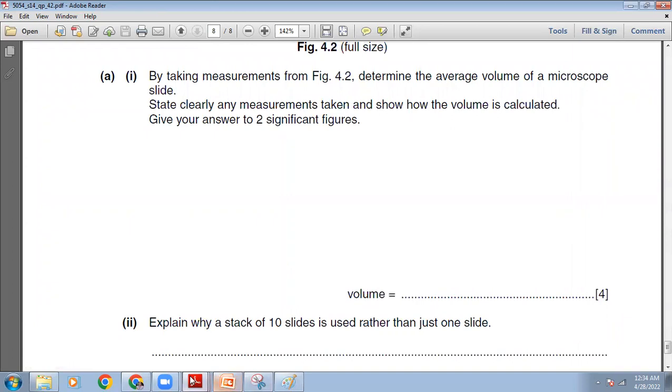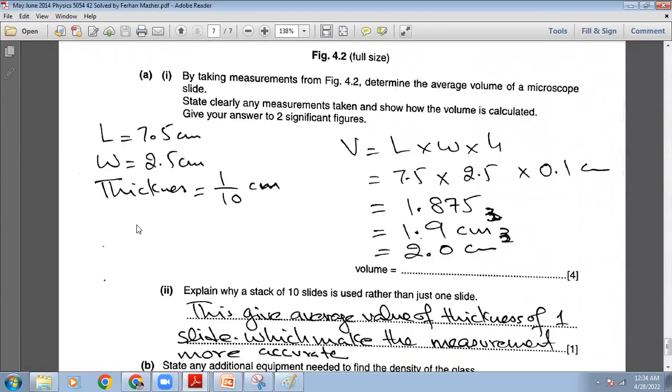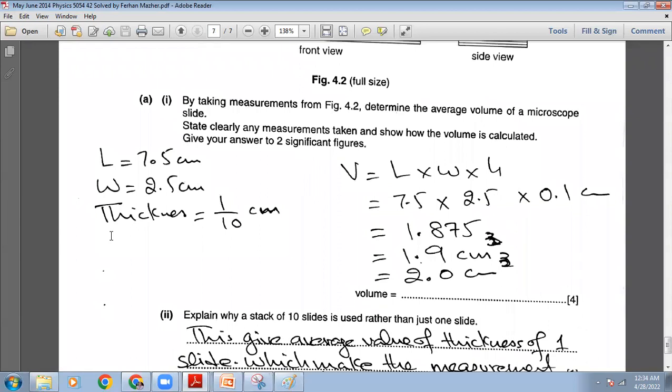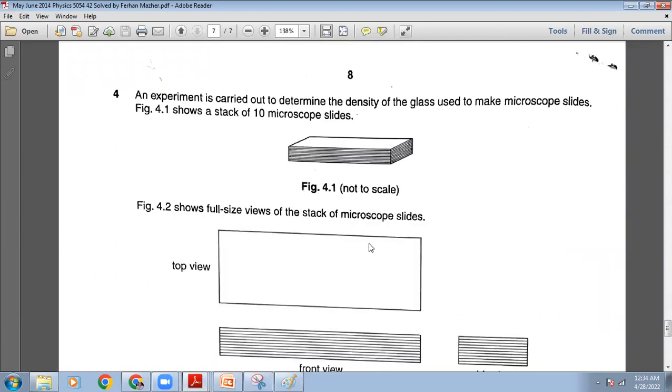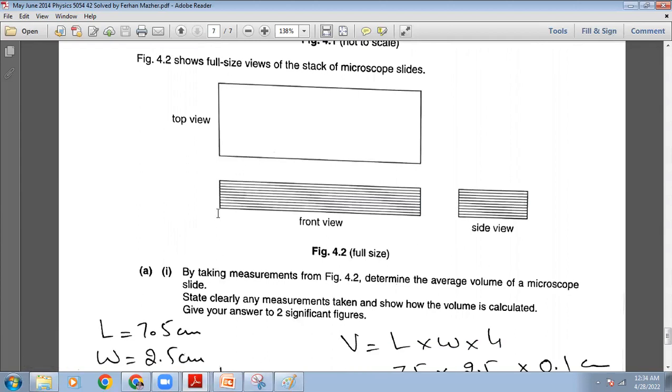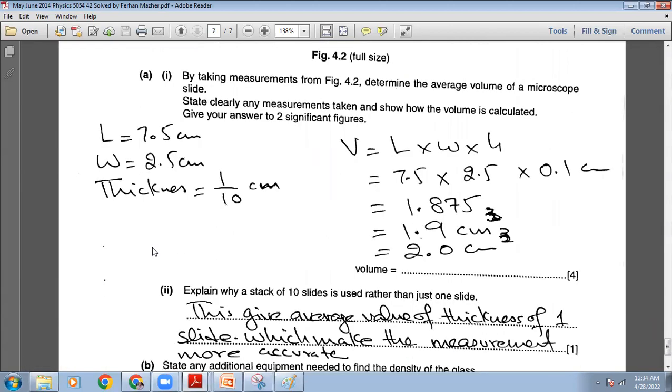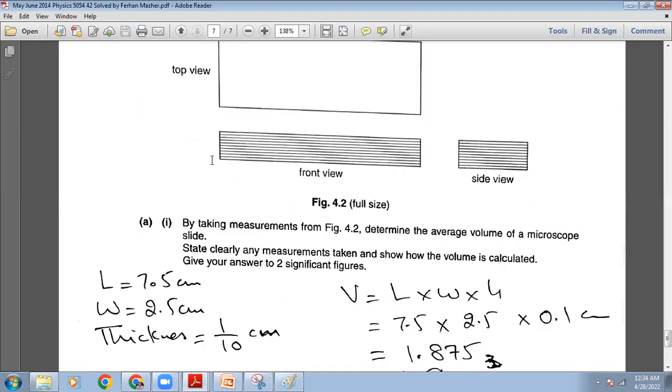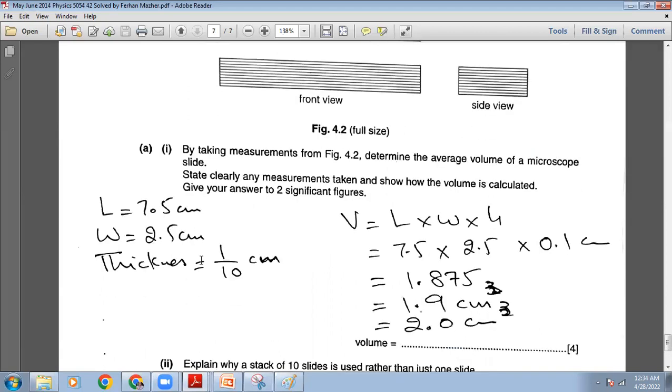4-mark question. Let me show you my solution. So we have measured how much is the length. This is the length, the width, and what is the height. So 7.5 centimeter is the length, 2.5 centimeter is the width and the thickness is 1 centimeter, and there are 10 slides here. So one slide will be 1 by 10 centimeters. So the volume will be length into width into height. It will be 7.5 into 2.5 into 0.1. And that will be 1.875, 1.9.